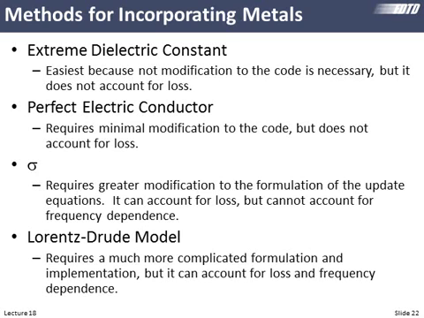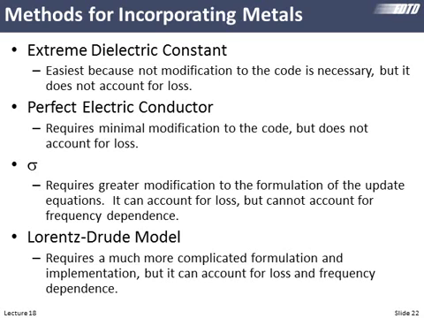The next thing we can do is assume perfect electric conductors. We'll make another grid, if you will, and put zeros everywhere that's not metal, ones everywhere there is metal, and then what we'll do is we'll just literally force the field to be 0 everywhere there is a metal. Requires a little bit of a change to the code, but not much. The extreme dielectric constant one requires no changes to our code. So as we go down on this slide, we're increasing complexity, but also increasing the accuracy and the power of the method that we're implementing.